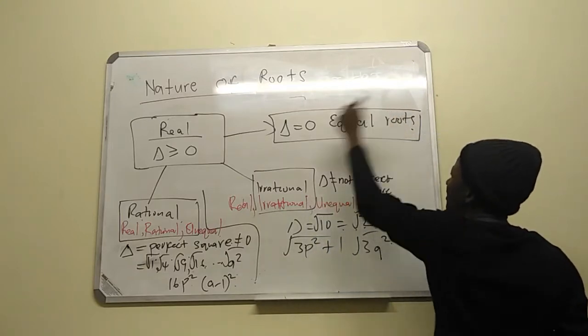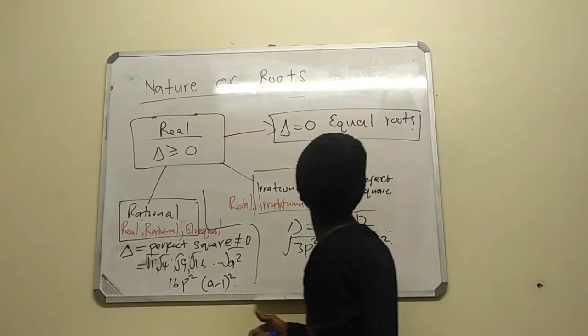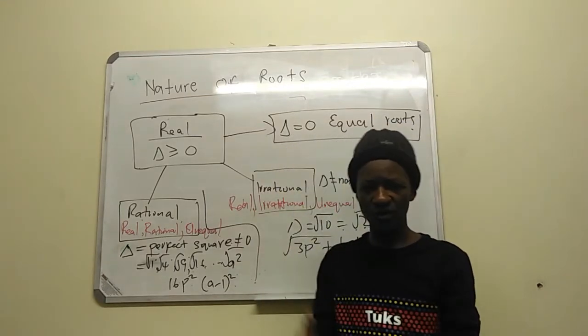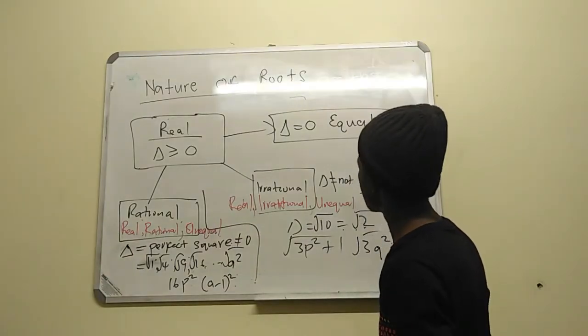But if our delta is equal to 0, it means our roots are equal. So we have equal roots. Okay? That's what you need to know.